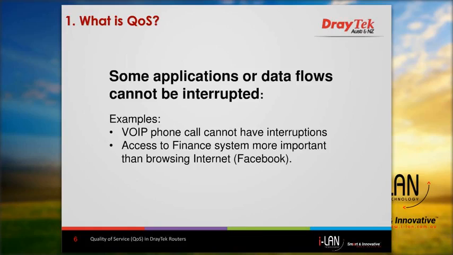So what this means is that some applications or data flow cannot be delayed or interrupted in a busy network. So one application may be more important than others. For example, VoIP traffic cannot be interrupted since it occurs in real time, and it will be difficult to carry out a conversation if the voice transmission keeps dropping out. Or another example could be maybe you want to say access to the finance system may be more important than browsing Facebook and so on.